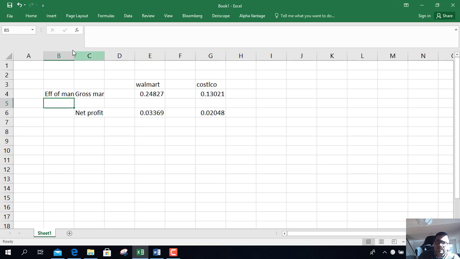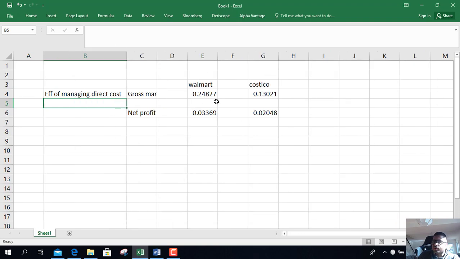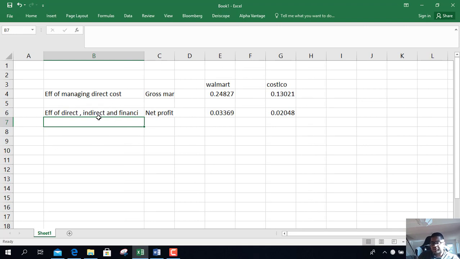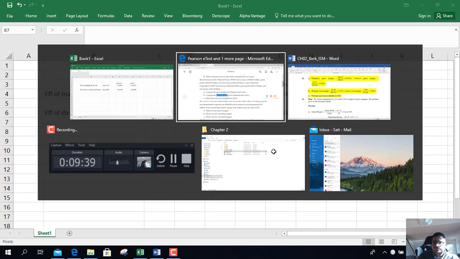So efficiency of managing direct cost is more for Walmart than for Costco. Net profit indicates efficiency of managing direct, indirect and finance costs. So total efficiency of everything, managing direct, indirect and financing cost, for Apple is higher than Costco. So Walmart is higher than Costco. So Walmart is more efficient in managing direct cost as well as managing other costs too than Costco.